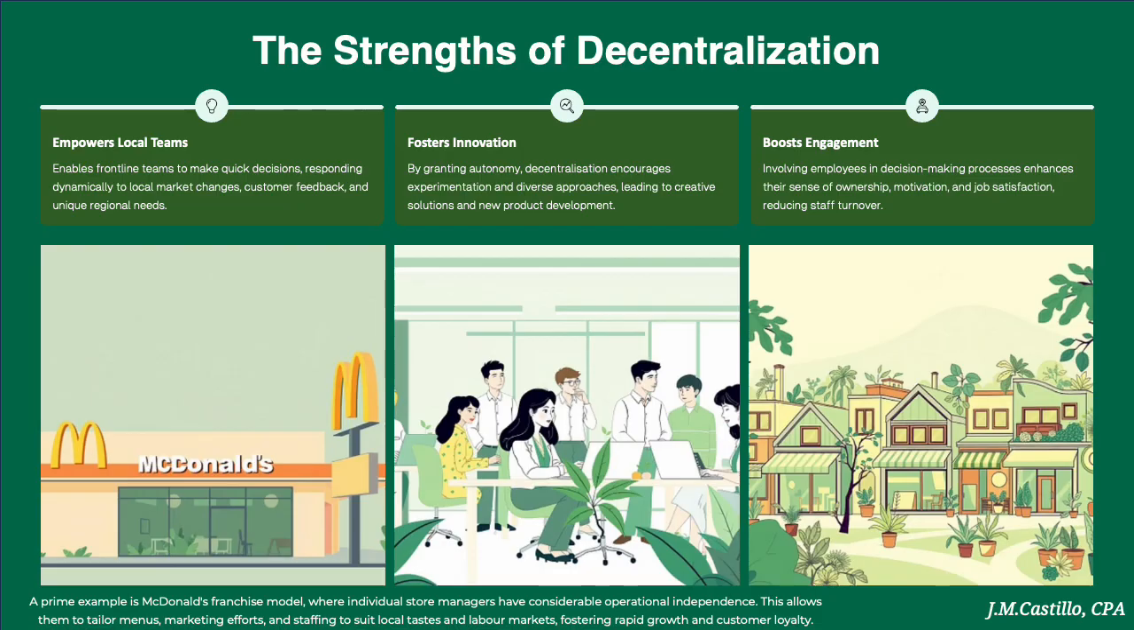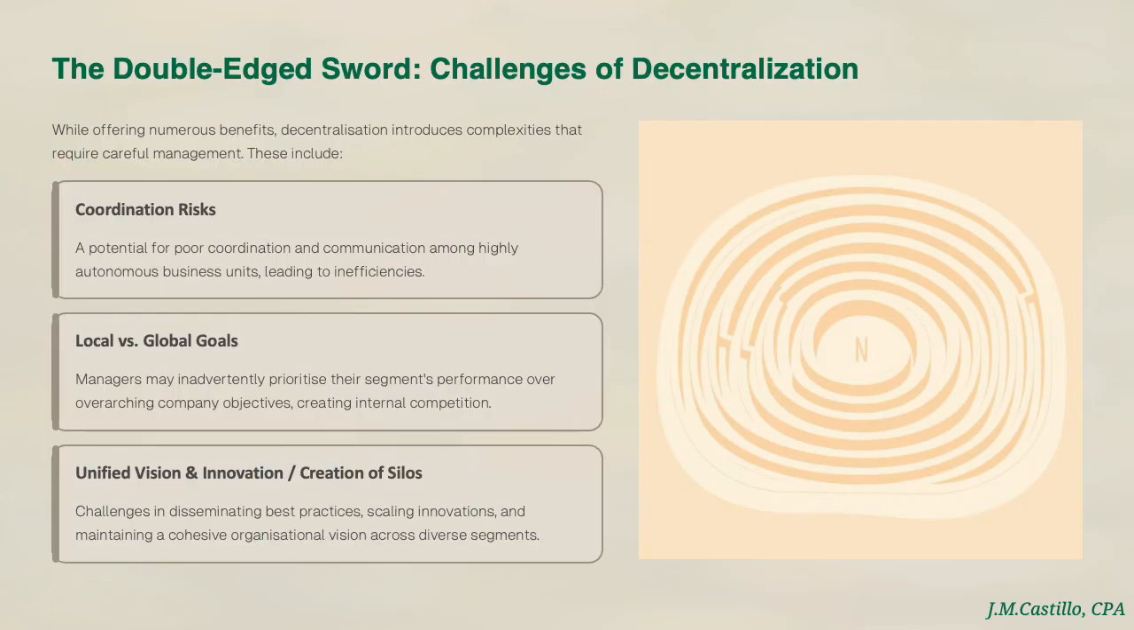So, kung meron tayong strengths or advantages, meron din tayong disadvantage of decentralization. Number one is coordination risk. Potential for poor coordination and communication among highly autonomous business units leading to inefficiencies. So, number two is local versus global goals. So, managers may inadvertently prioritize their segments' performance over company objectives, creating internal competition.